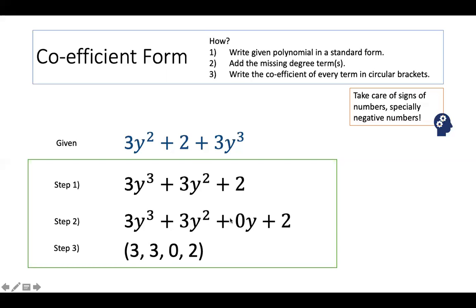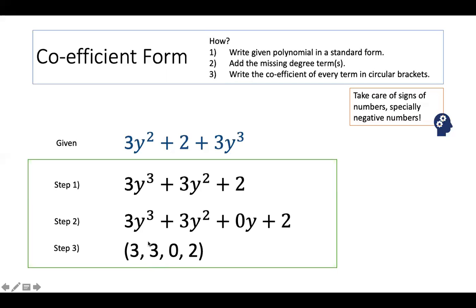So in a polynomial with a negative sign in it, you would write the coefficient with the negative sign. In this example, all the terms were positive, right? We didn't have to worry about negative signs. But if it were -2 here, then you have to write -2, right? So just take care of the signs of the number when you write the coefficient form.